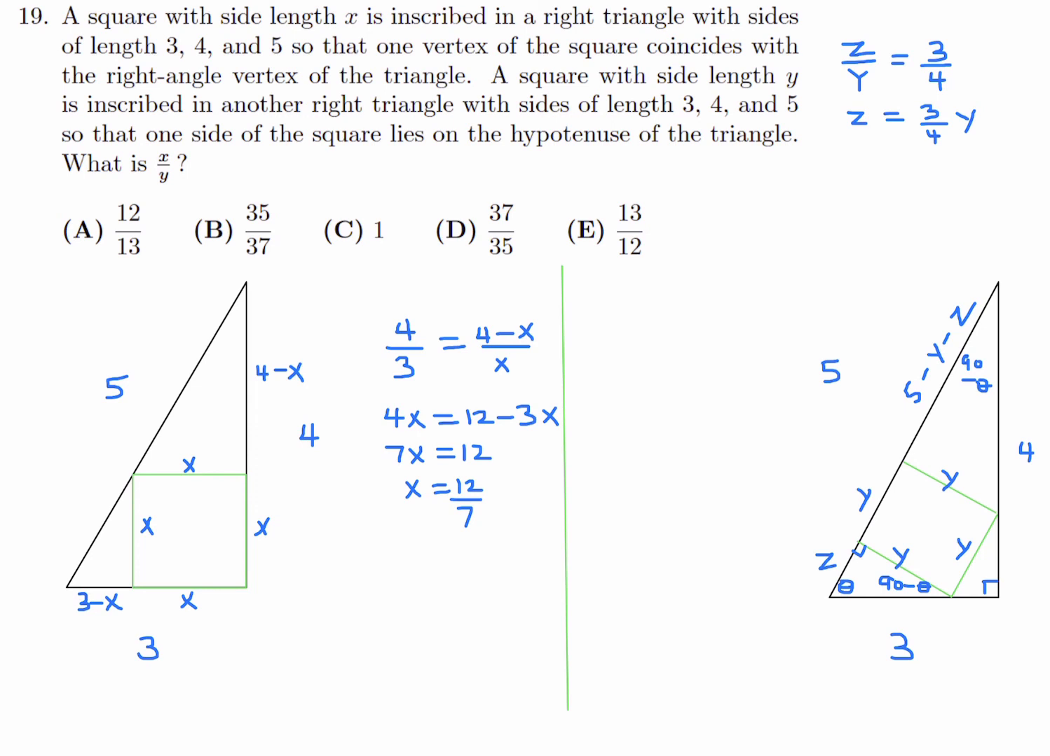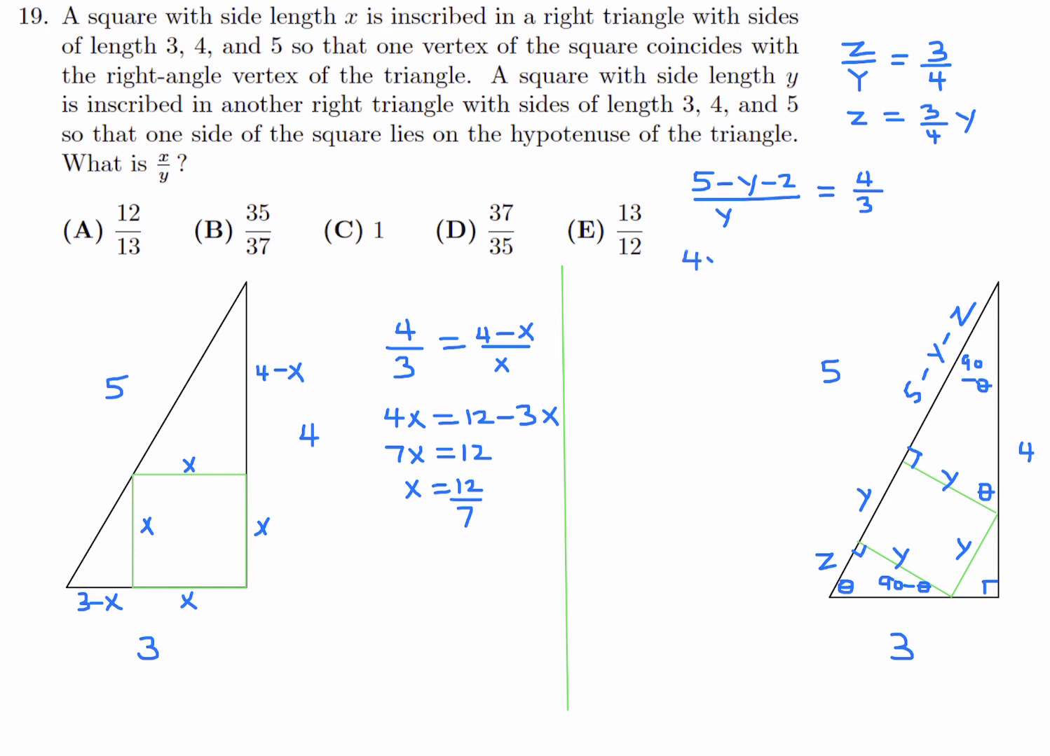And then I will use another similar triangle situation. This is obviously a right angle here, and this is theta. So this is also similar to the big one, the 3, 4, 5. From that, I get that 5 minus y minus z over y is the same as 4 over 3. And I can substitute this.